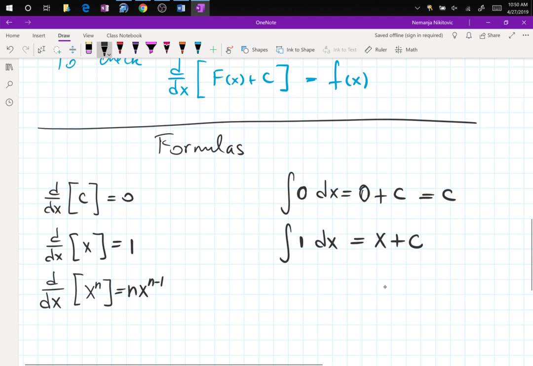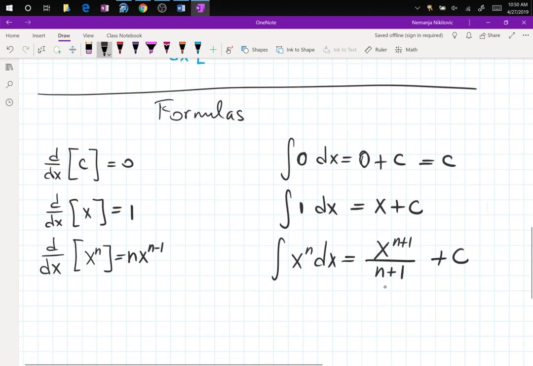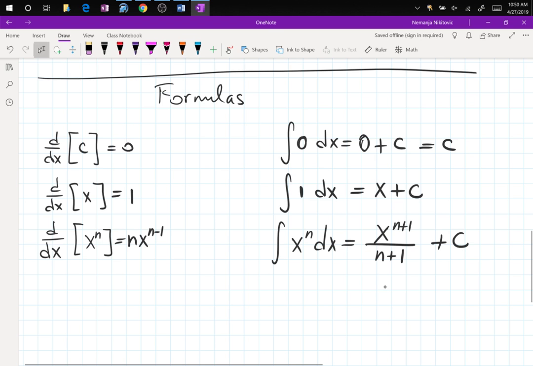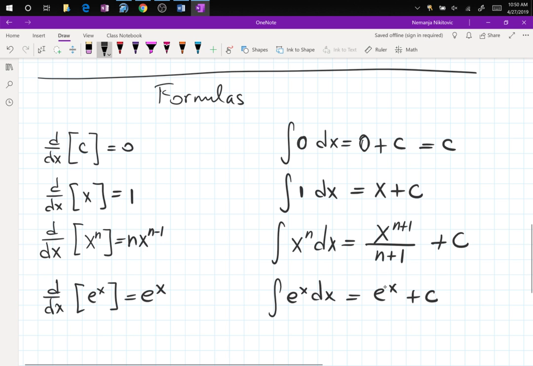So in the past, the derivative of the polynomial was nx to the n minus 1. Now the integral of x to the n dx is going to be x to the n plus 1 divided by n plus 1, and then you have your plus c. What's the derivative of e to the x? Very good. So what's the integral of e to the x? Exactly, the same.